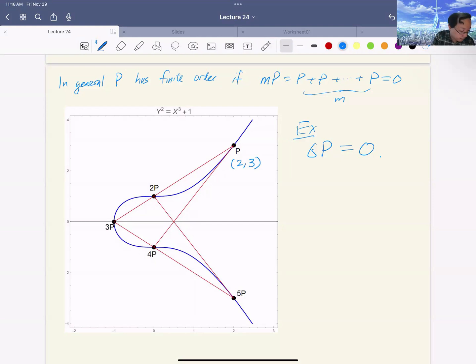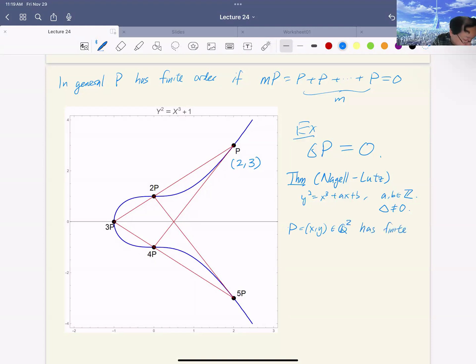So this is actually a very important result in elliptic curve theory. This is the first main theorem with a name. It's the Nagell-Lutz theorem. So it says the following. We have y squared equals x cubed plus ax plus b, and we assume integer coefficients, and we assume it is non-singular, right? Then a rational point has finite order if and only if it is integer.